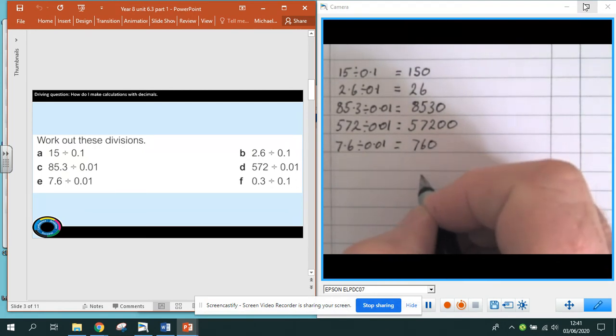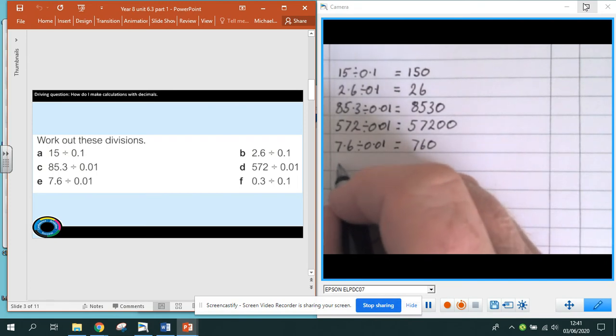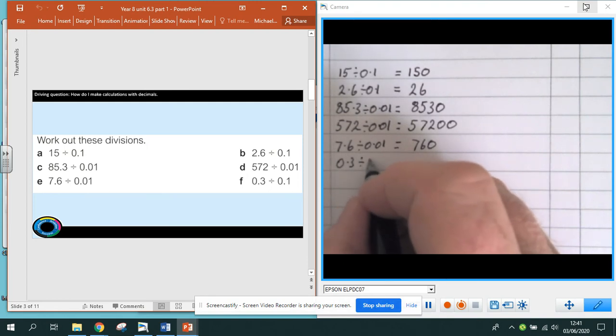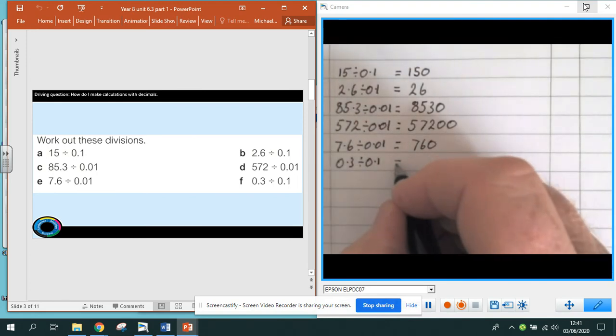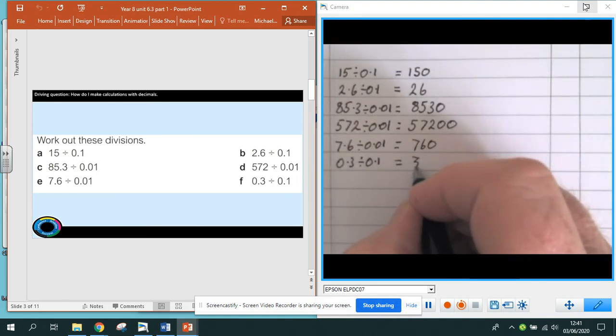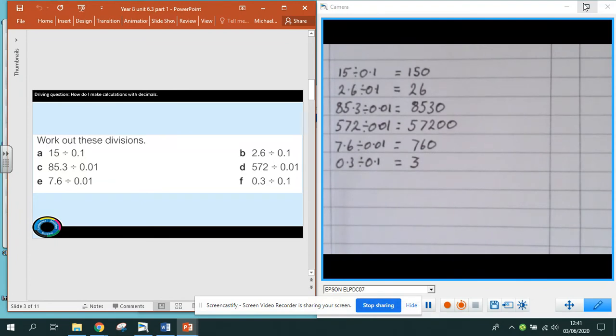760. And lastly, 0.3 divided by 0.1. Dividing by 1/10 is the same as multiplying by 10. So that's going to give us 3. Okay, pause the lesson if you need to write corrections, otherwise be ready to move on to the next questions.